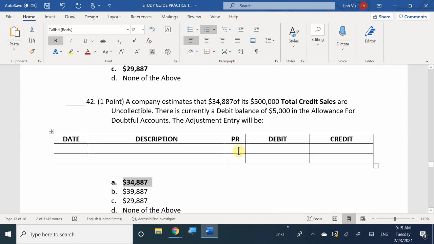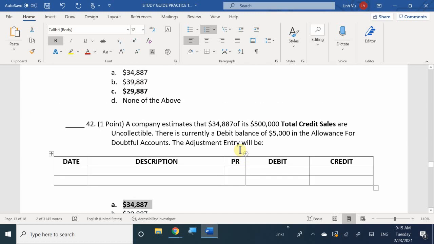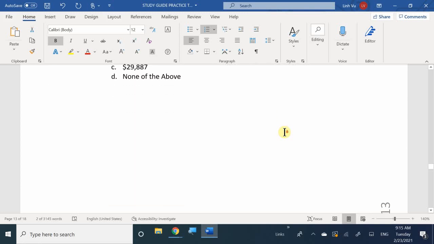If you are struggling on this particular part, review it over and over again and get familiar with the wording of how I'm going to word this, because this is the exact wording. I'm going to give you a scenario. It's going to say a company estimates, exact wording. All you need to do is determine whether I use accounts receivable or total credit sales.